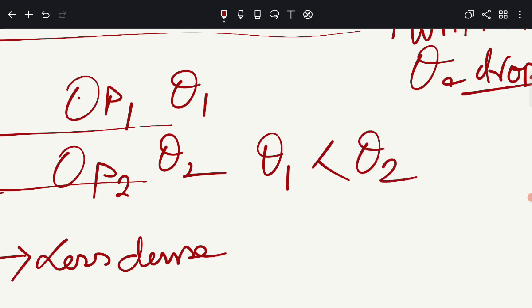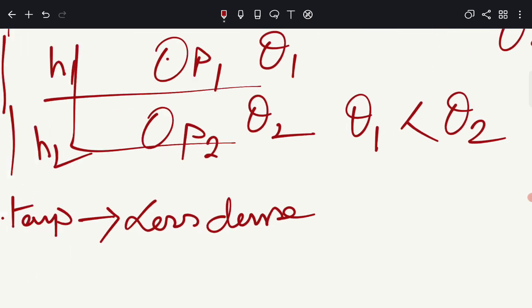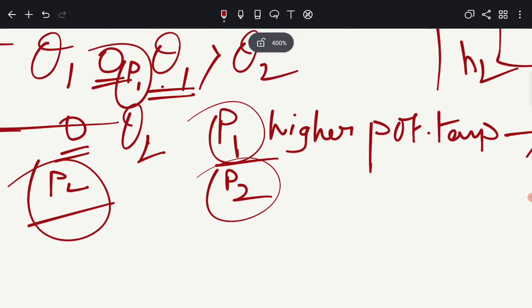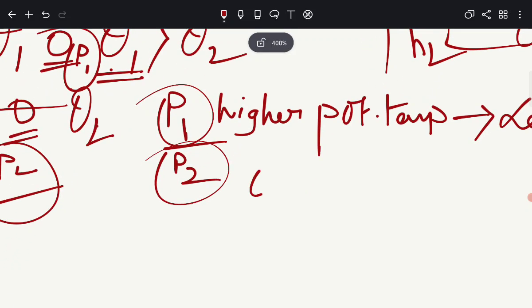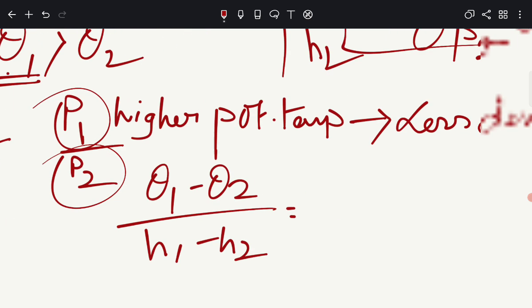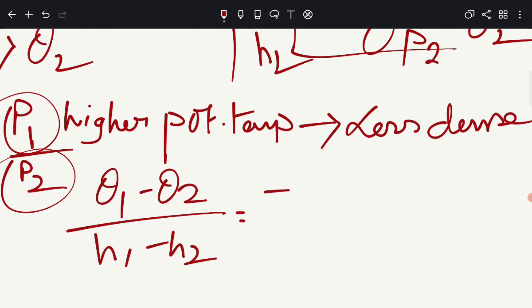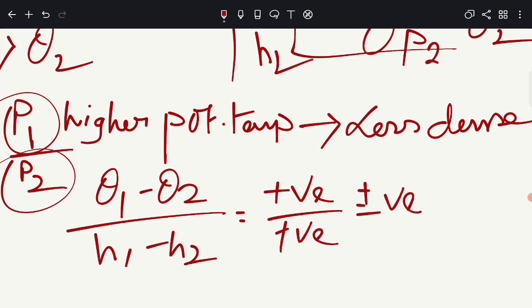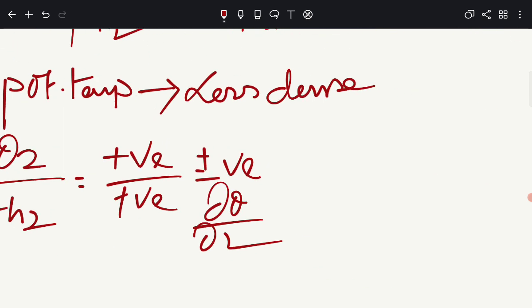So then what will be d theta? Initially, what is d theta? That is theta1 minus theta2 by h1 minus h2. This part should be positive, and this is also positive. So ultimately everything becomes positive, and d theta by dz becomes positive. That means it is greater than 0, which means it is stable.